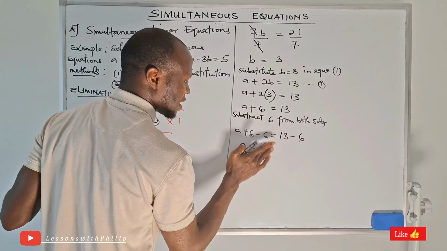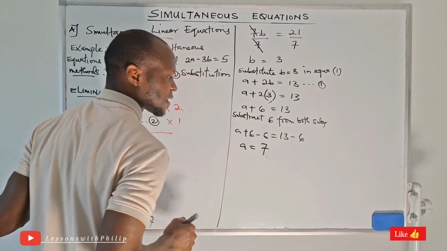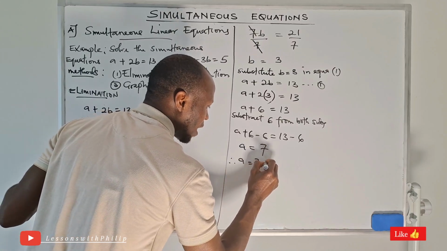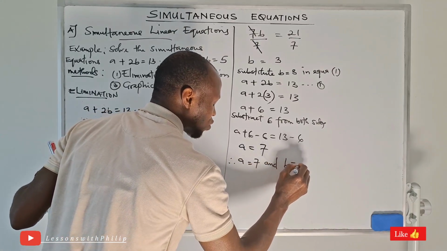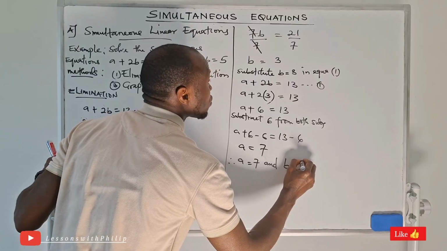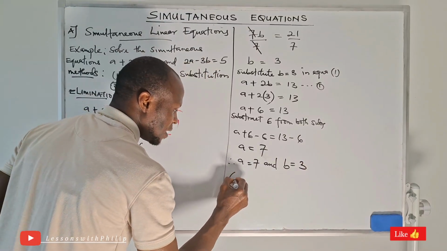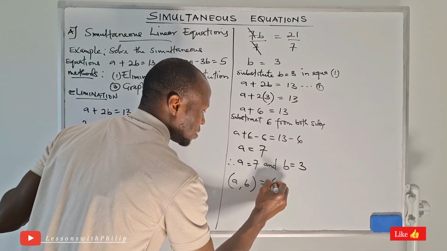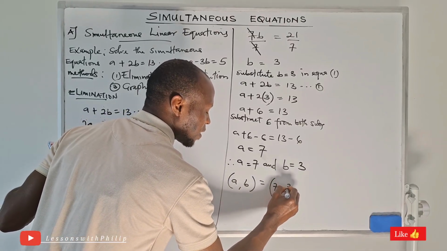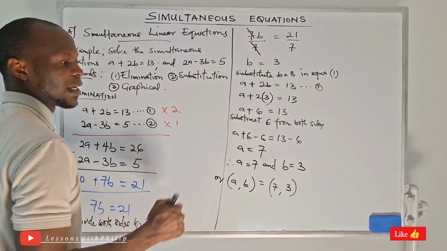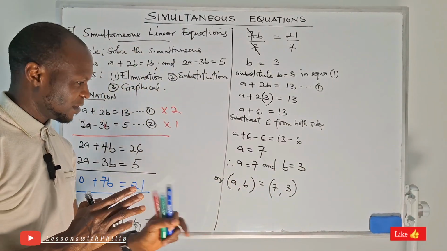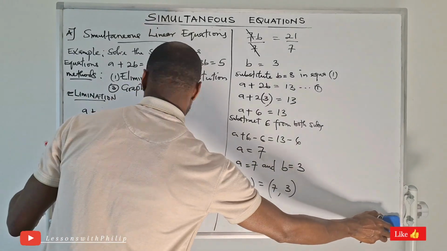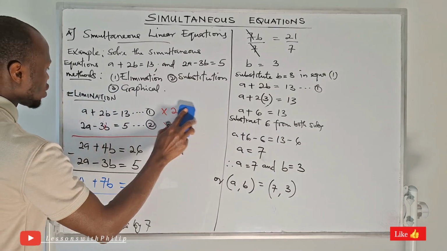What's that? That's 7 rather. Will give us 7. Okay? Therefore, my a equals to 7 and my b equals to 3. Some people can write it like this: a comma b equals to 7 comma 3. It's the same thing. Or you write it like this. Do you get it? So my a equals to 7 and my b equals to 3. Let's now try the substitution method. Keep your a. We want to try the substitution method.